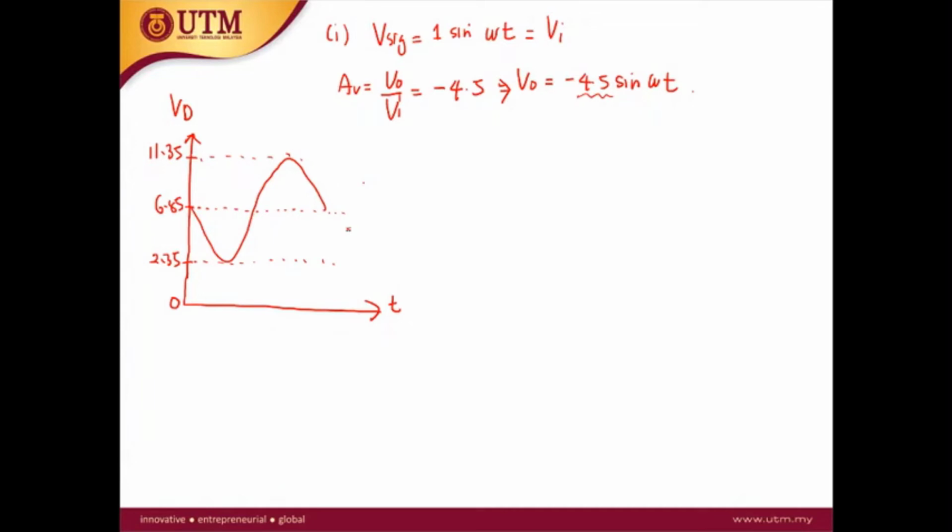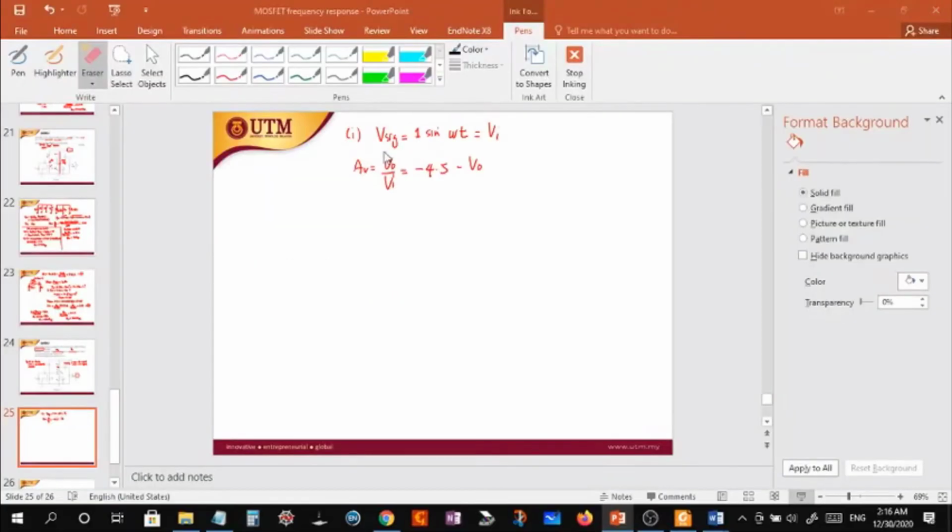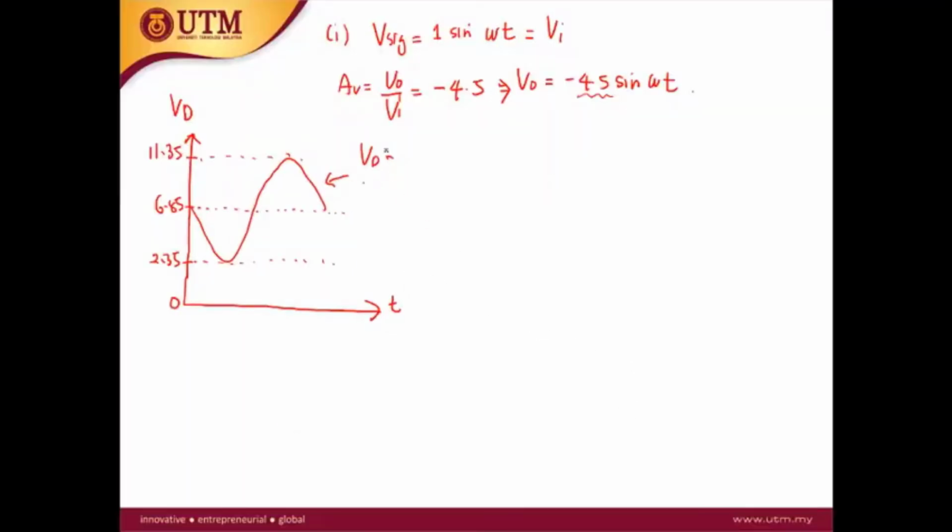So 6.85. In terms of the mathematical equation, the Vd is equal to the combination of the AC and the DC. So Vd is equal to minus 4.5 sine omega t plus 6.85. This is the mathematical expression of the Vd.